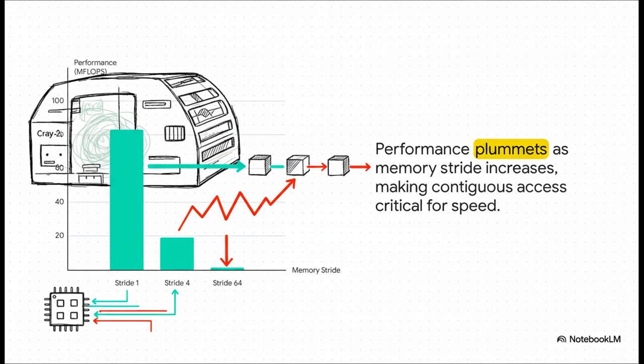Because of this. Just look at this chart. This data is from an old Cray 2 supercomputer, but the principle is more true today than it ever was. With a stride of 1, reading things right next to each other, performance is great. But the second you start jumping around that bookshelf, performance absolutely tanks. And for a modern GPU trying to feed thousands of hungry cores at once, this problem isn't just bad, it's catastrophic. The whole system just grinds to a halt.